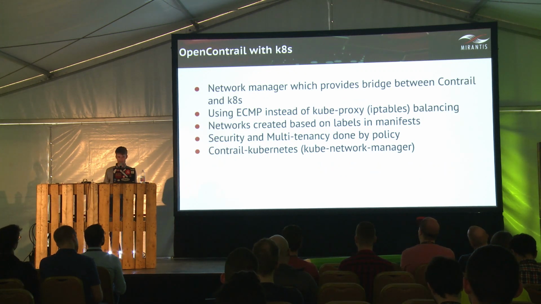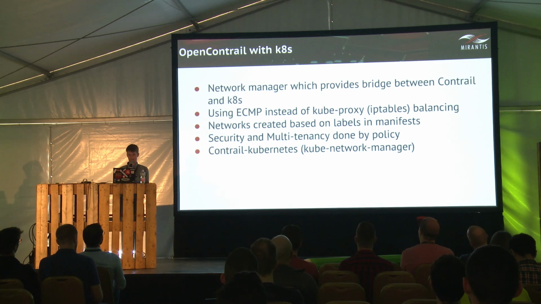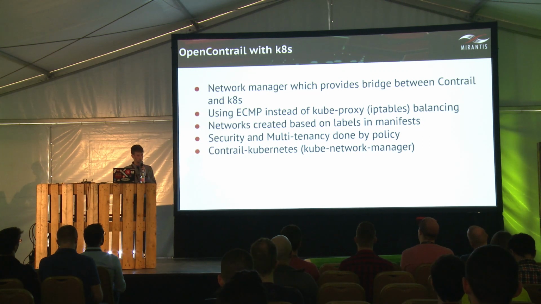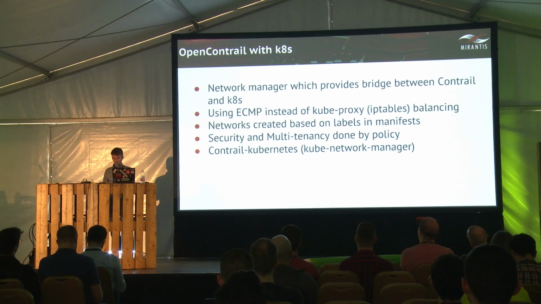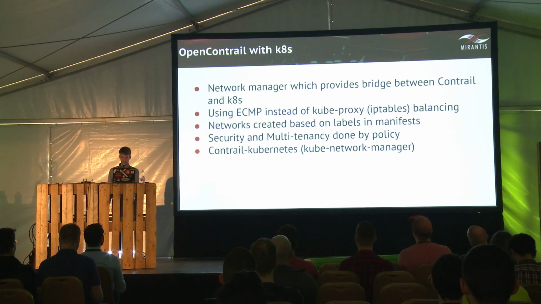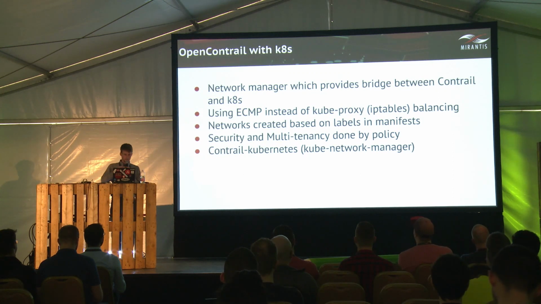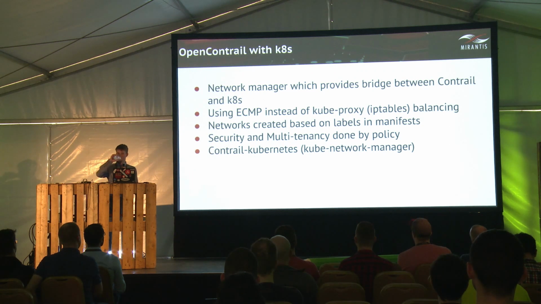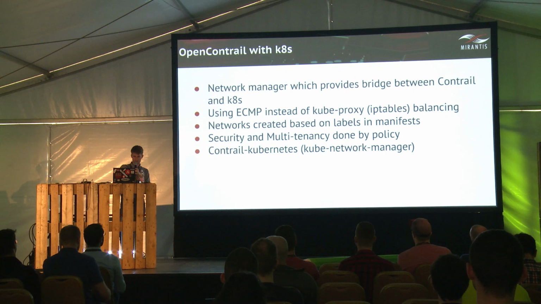So how is OpenContrail integrated in Kubernetes? There is something called Kube Network Manager, and it provides a connection between the API server of Kubernetes and the Contrail config API. This Kube Network Manager reads the information from the API server and writes it to Contrail. And on the other side, it also reads the Contrail information and, for example, writes IP addresses back to the API server. And the huge difference is that there is no kube-proxy in Kubernetes with OpenContrail, because all the traffic is handled by Kube Network Manager and the tunnels. So there is ECMP for a connection between the gateway and the containers, as well as for a connection between the containers.